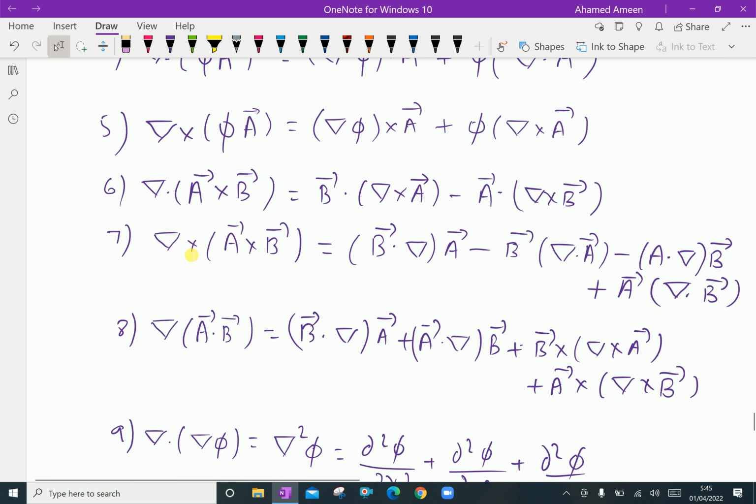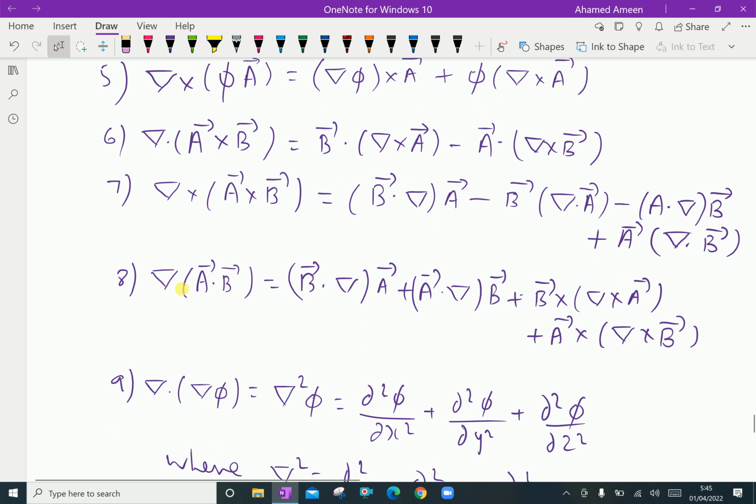Seventh one, delta cross A cross B is equal to, with a dot product here and a cross product here, B vector dot delta into vector A, like B vector into delta dot A vector, minus A dot delta vector B, plus A vector into delta dot vector B. Similarly, we can write delta of A dot B.